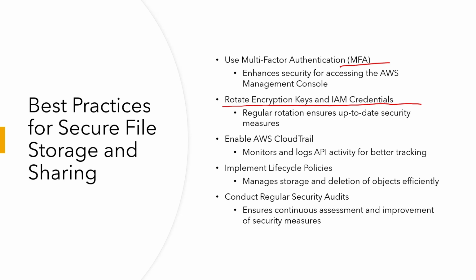Now, another thing is we want to enable AWS CloudTrail. And that's because CloudTrail monitors and logs all API activities. By doing so, it's going to be giving us better tracking and auditing capabilities, helping us in identifying and even responding to suspicious activities in a timely manner.